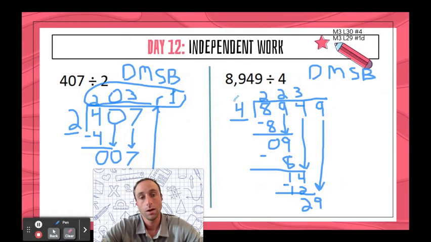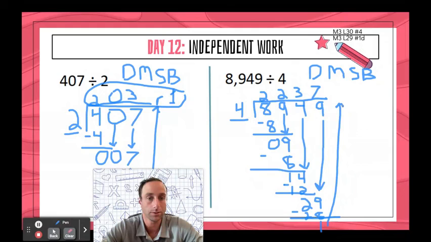So 4 goes into 29 how many times? So 4, 8, 12, 16, 20, 24, 28. Okay, so 4 goes into 29 7 times. 4 times 7 gets me 28. 29 minus 28 gets me 1, and that is what I'm left over with as my remainder. So your quotient would be 2,237 with a remainder of 1, and I will circle that up just to highlight it all.